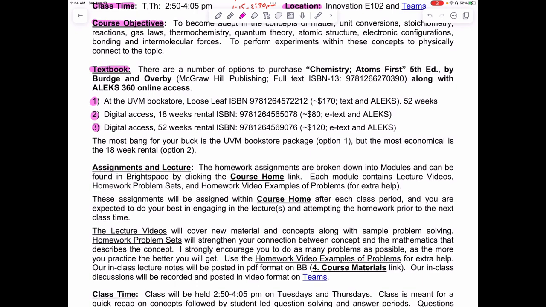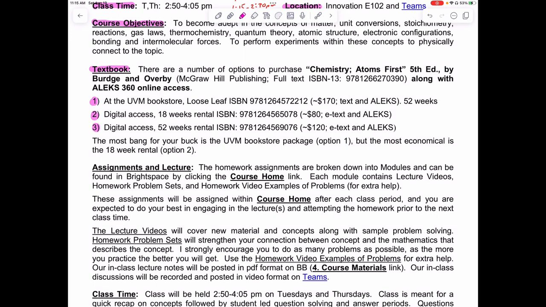And Alex, the weeks that we see there are for the Alex program. So for 52 weeks, you can just have digital access, which would just mean that you have the e-text. And then Alex for an 18-week rental or a 52-week rental, I suppose the most bang for your buck is option one, given that you have the full textbook.